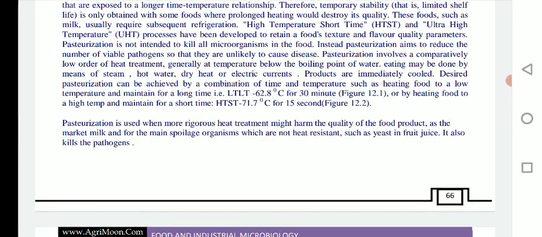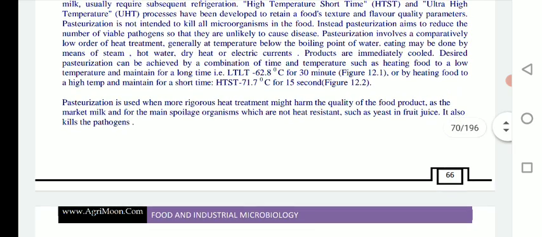So the basic aim of pasteurization is to remove pathogens so that they are unlikely to cause disease. Pasteurization involves a comparatively low order of heat treatment, generally at a temperature below the boiling point of water. Heating may be done by means of steam, hot water, dry heat or electric currents. Pasteurization is carried out mainly by means of steam, and also by hot water, dry heat or electric currents.